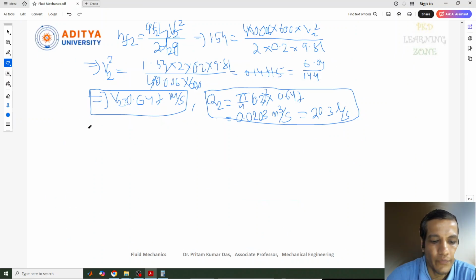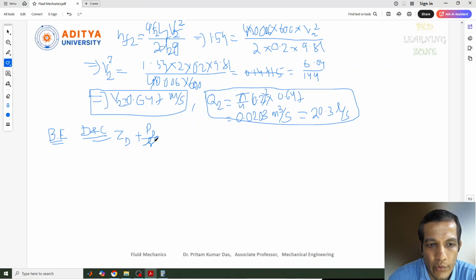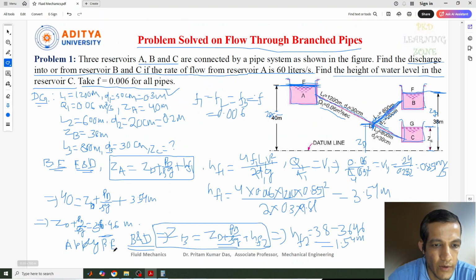So again what we'll do, we'll apply Bernoulli's equation between D and C. The formula we can write here: ZD plus PD by rho g equals ZC plus HF3. This value, ZD plus PD by rho g, we have already seen previously.